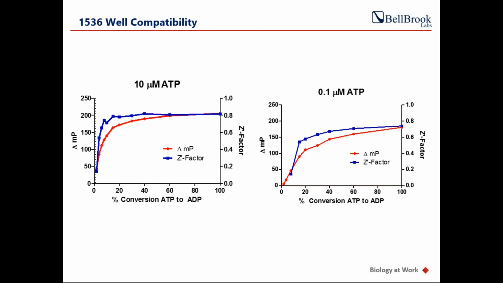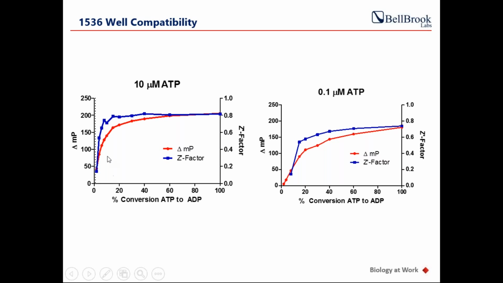So all the data I've been showing you is in 384 well plates. Our final volumes after addition of detection reagents are 20 microliters. The assay can certainly be used at 1536 as well, and in fact, most of our customers who run large screens use 1536. And again, these are just showing you standard curves here for conversion of 10 micromolar ATP or 100 nanomolar ATP to ADP, and looking at both the change in polarization in red and then the Z prime in blue.